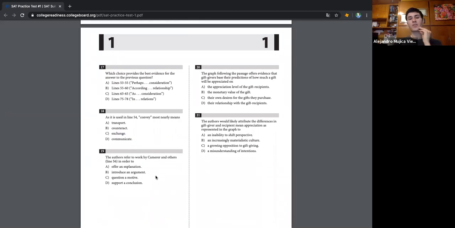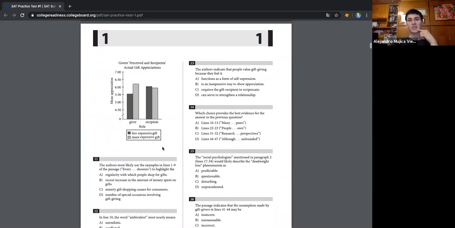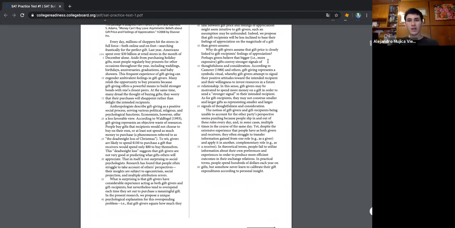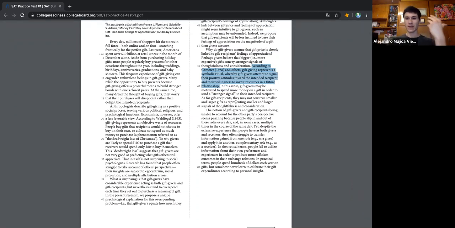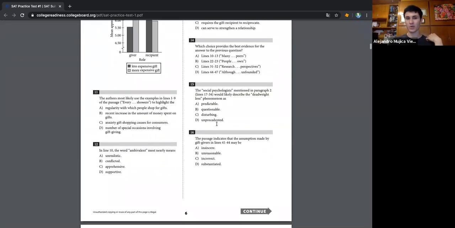Okay. Authors refer to the work by Kammerer and others, line 56, in order to, let's look at this. According to Kammerer and others, gift giving represents a symbolic ritual whereby gift givers attempt to signal their positive attitudes while relationship. And what we had before, why do gift givers assume that gift prices closely, and so on. So what I think is they're using this study to explain why people think that more expensive means more appreciated. That's what I think that sort of shout out is doing there.